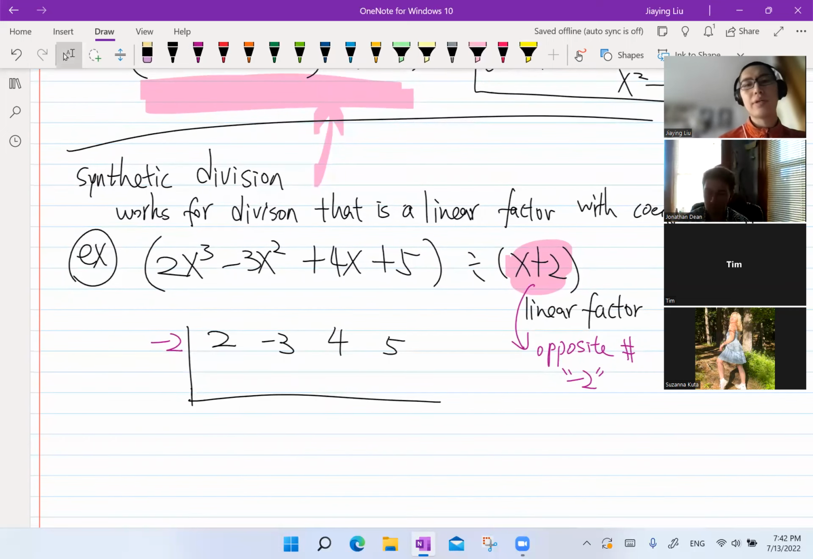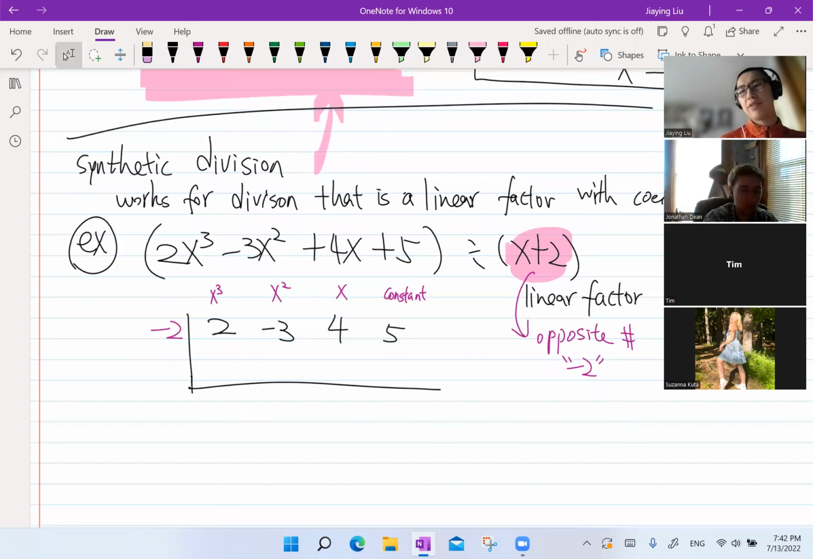So that's the setup. Now, I just want to point out before I move on further, the first 2, not the -2, that corresponds to the x cubed term, the -3 corresponds to the x squared term, the 4 corresponds to the x term, and the 5 is the constant term in the dividend, right? So what we do with synthetic division, you have to pay attention here, unless you know it already. The first step is we're going to bring down the 2. It doesn't change, just literally bring down the first coefficient 2.